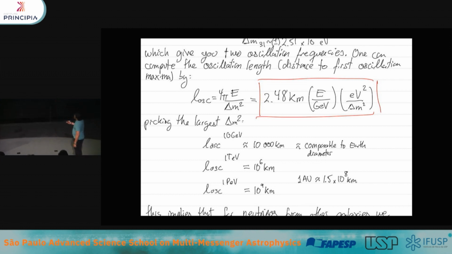If you have a 1 TeV neutrino, I get 1,000,000 kilometers, much larger than the planet. And if I pick a 1 PeV neutrino, that's 10 to the 9 kilometers. You can see this grows linearly with energy. And somewhere between this and this is the distance between the Sun and the Earth.